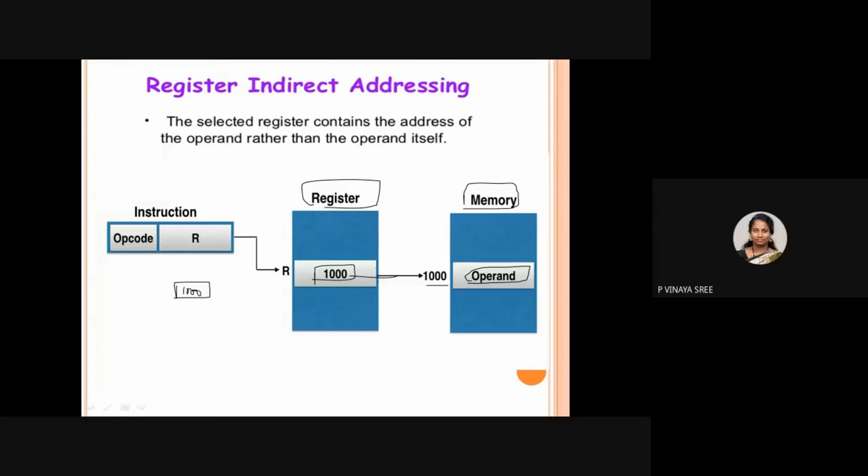So first it goes to the register location. Inside that register, it holds a memory location address. So it takes that address and goes to the memory location for getting the operand. That is register indirect addressing mode.